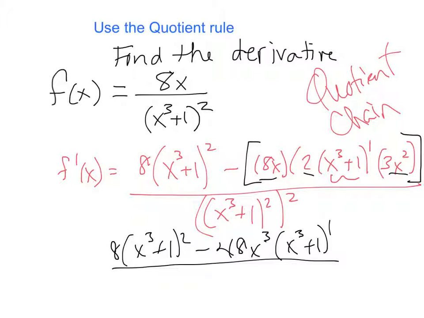And then the other thing I want you to do is clean this right here up. It's a power over power, so you just multiply them together. So it's x cubed plus 1 to the 4th.